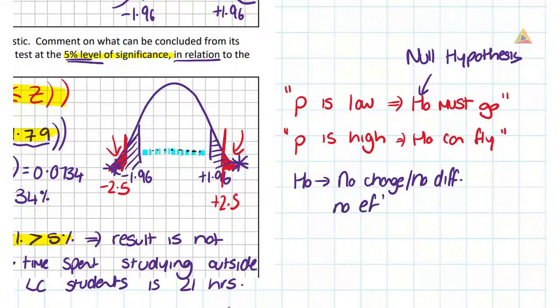So for example, has there been a change in the mean time spent by students studying? No, your null hypothesis is there's no change. Is a drug or a vaccine for a virus having an effect? Your null hypothesis is no, it's not having an effect. Is a new machine having an effect on the mean length of nails being produced? No, your null hypothesis is no effect. There's no difference and there's no change.